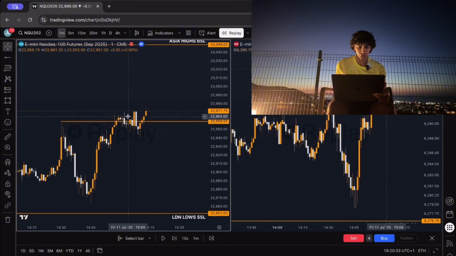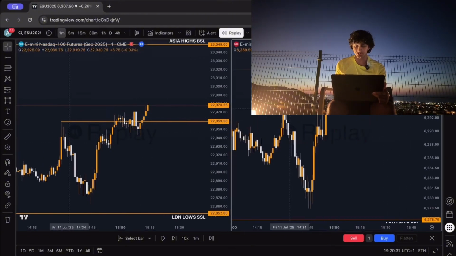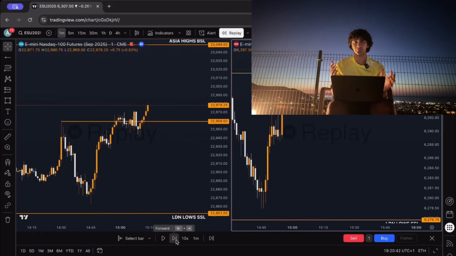We did have a sweep of a short-term high and I was looking for a displacement lower, but price did not give us a setup. You just simply wait for the next macro to actually get presented an opportunity to look for shorts.